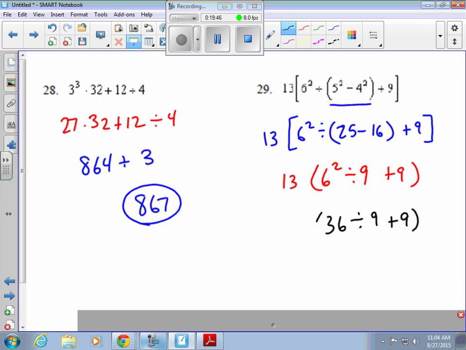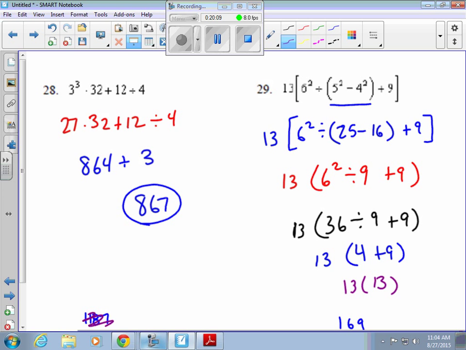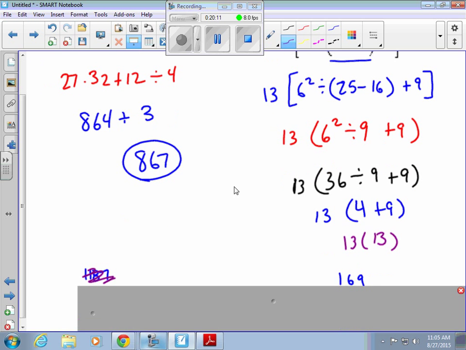Again, we're still inside of that parentheses, so we have to continue there. Division happens before addition. 36 divided by 9 is 4, and 4 plus 9 is still inside of that parenthesis. So 4 plus 9 is going to be 13. And finally, 13 gets to multiply by 13 to give you 169 for that one.